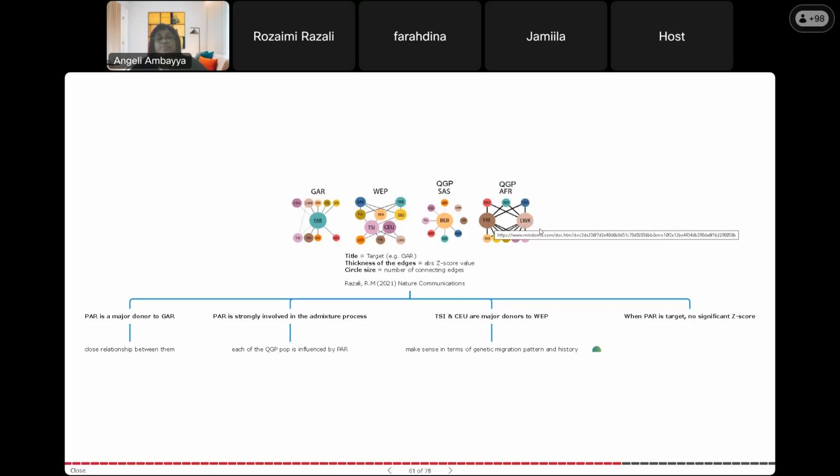So what we can see from this analysis is that PA is a major donor to GA, which shows the close relationship between them. PA is strongly involved in the admixture process of each of the QGP populations. Interestingly, when we try to look at which of the modern populations contribute the most genetically to PA, we could not get any significant Z-score. What does that mean? This means that PA, or the Peninsular Arab, are the donor, they donate, but very little of their genome is shaped by outsiders.